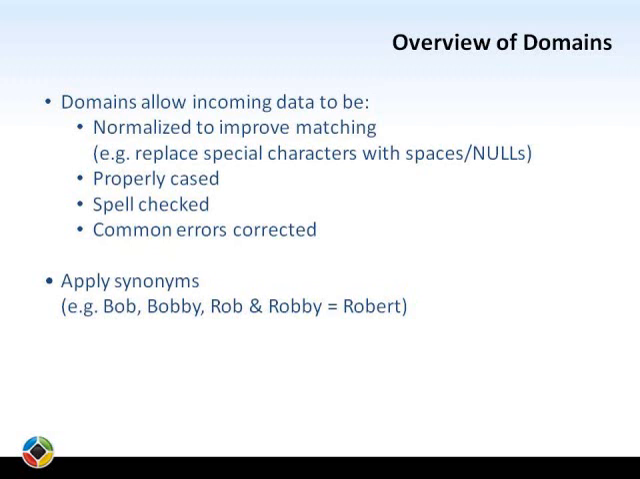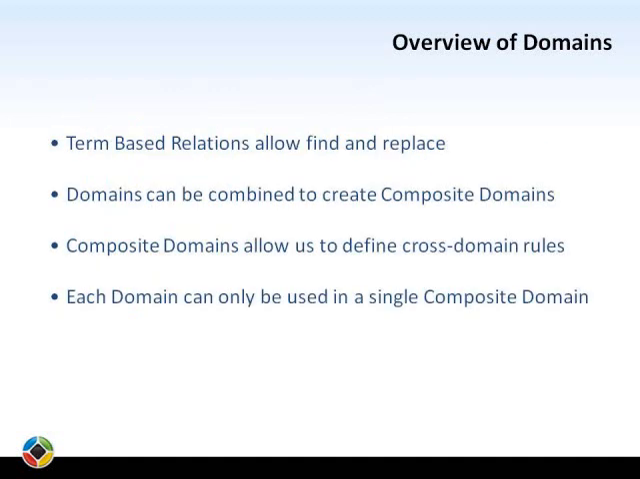So, for example, the names Bob, Bobby, Rob, or Robbie could all be mapped to Robert, and that's quite important when it comes to matching later on. So that Bob and Rob, for example, can be matched as a first name. Okay, term-based relations allow a simple find and replace to occur as domain data is processed. So, for example, you could replace bool with boulevard.